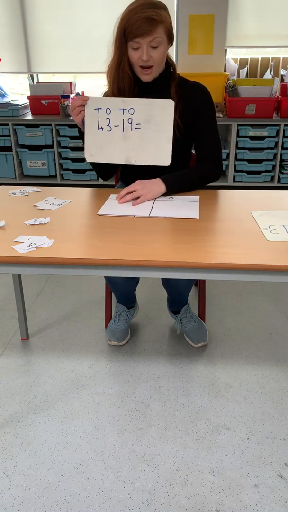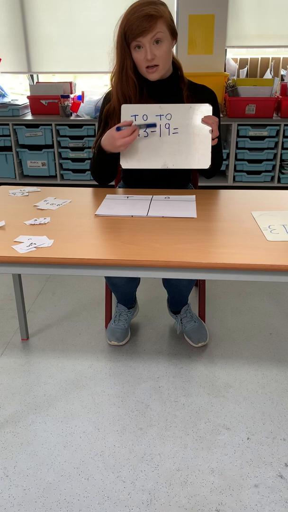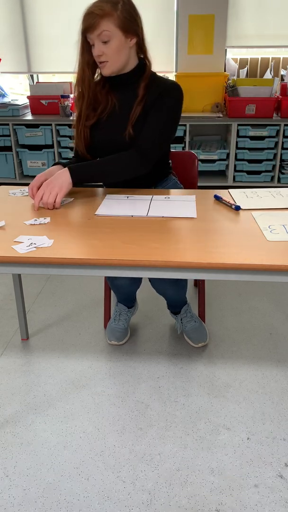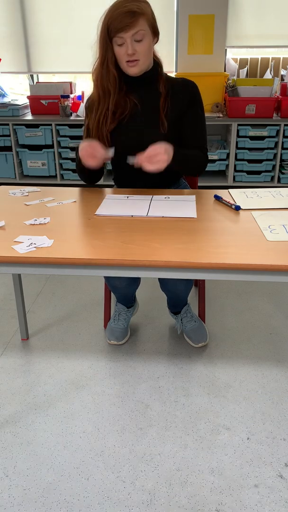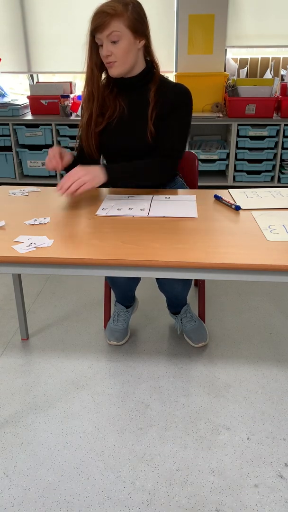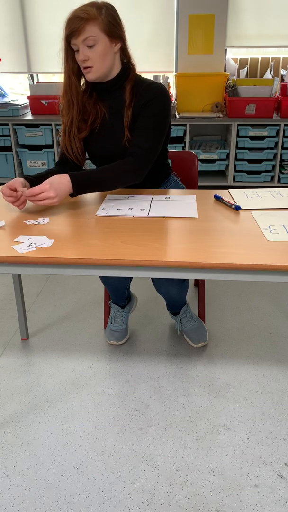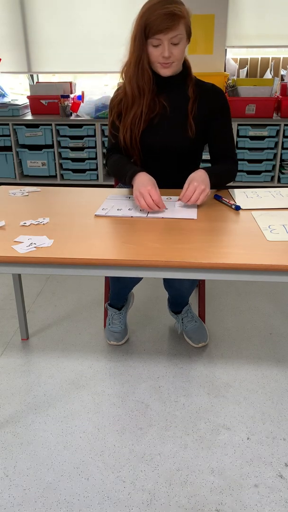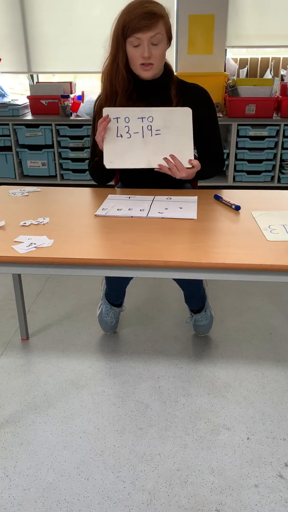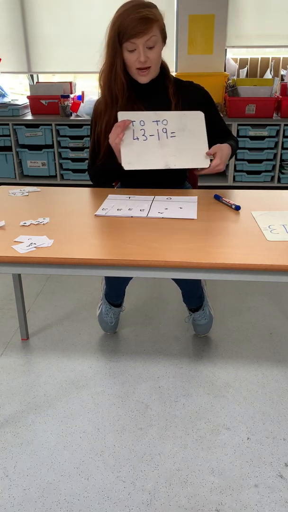Now, when I'm subtracting, I need to make the first number first, number 43. So I know there are 4 10s, so I need 4 10 pieces. There's 2 of them. There's 2 more. I need 3 1 pieces, just like that. Now, I'm taking away 19 and we always subtract the 1s first. So I need to subtract 9 1s from 3.